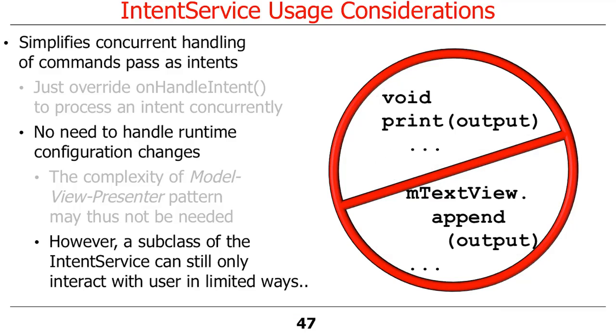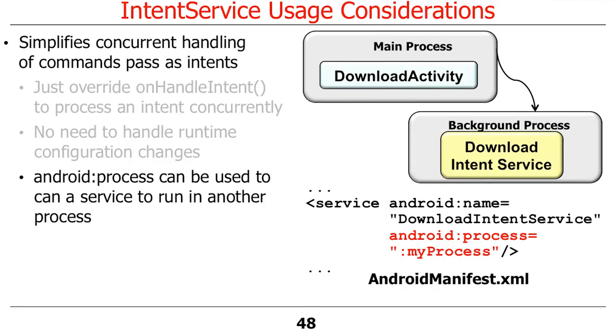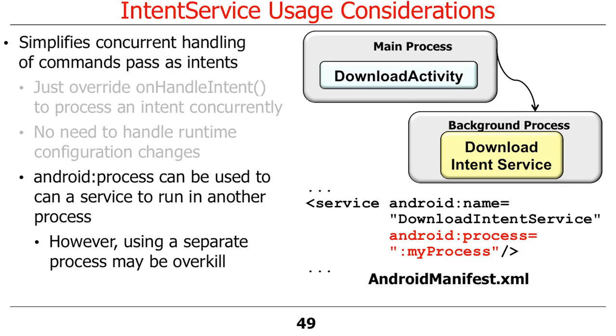Of course, a subclass of the intent service can still only interact with the user in very limited ways, as we'll see when we talk more about our ping pong service receiver application. If you want to run the service in another process, you can simply provide the Android process directive as part of the service element in the AndroidManifest.xml file. However, in many cases, using a separate process may be overkill, as we'll discuss in the next part of this lesson.